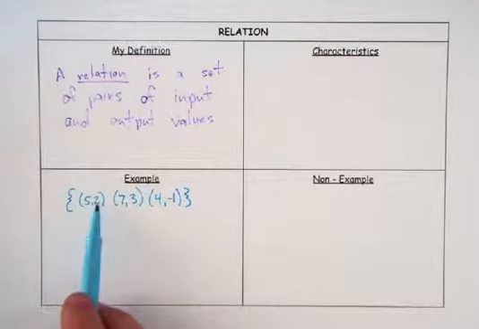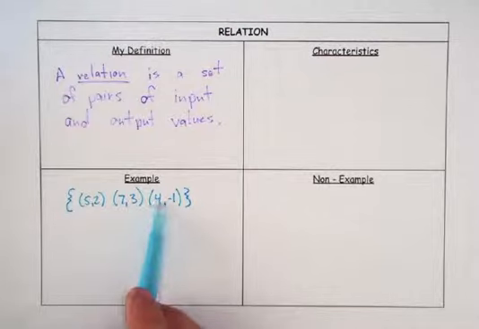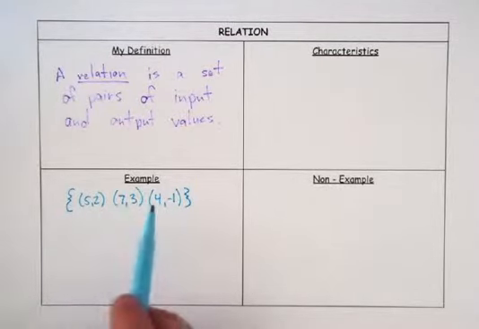There's an x value and a y value. X is 5, y is 2. X is 7, y is 3. X is 4, y is -1. So they're a pair of values where there's an input and an output.